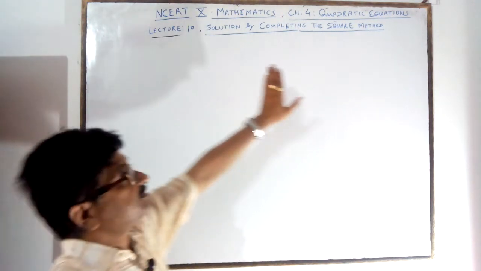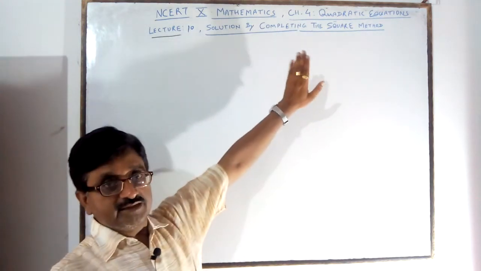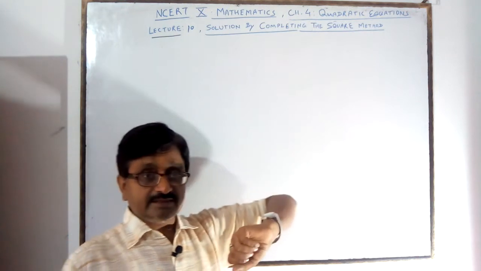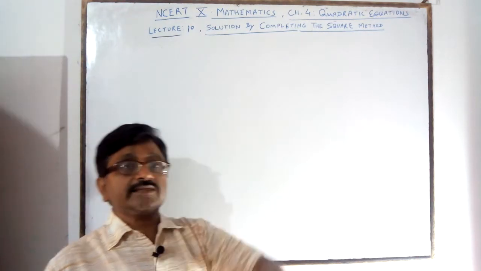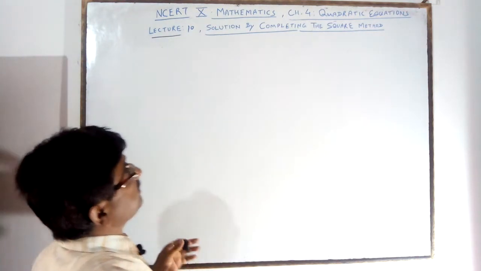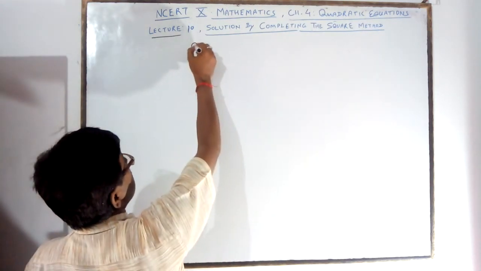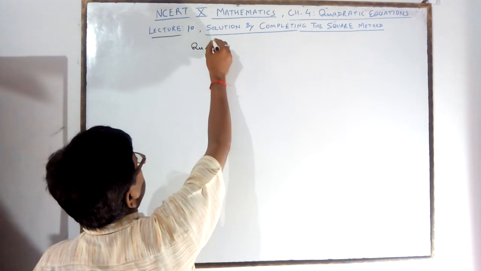In the previous lecture I explained the completing the square method, the middle term method and so on. With the help of the completing square method, you will get the quadratic formula. Now we will see the quadratic formula. What is the quadratic formula? It is very important. First of all, let's see what the quadratic formula is.